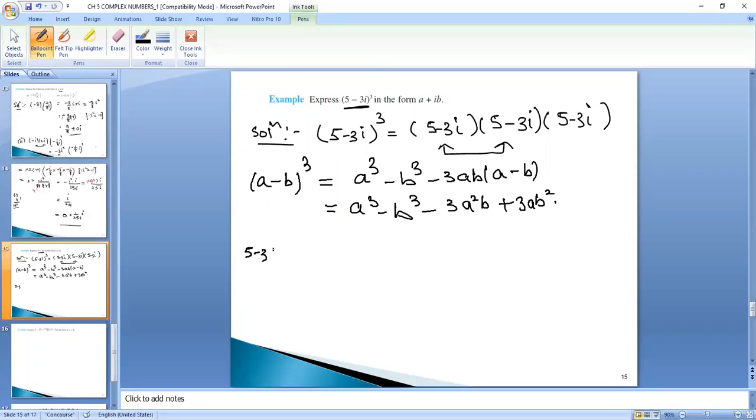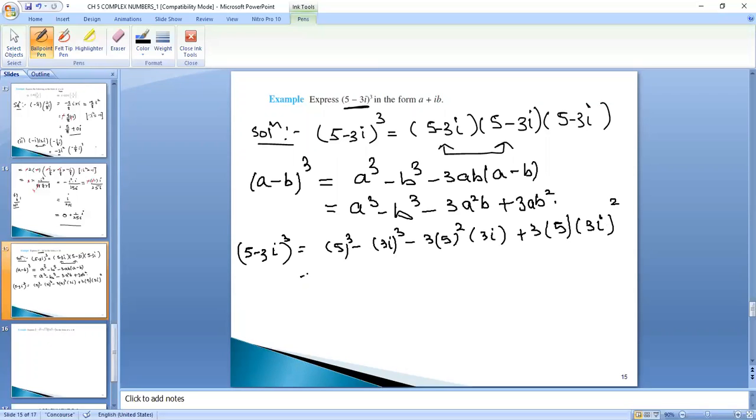So (5 − 3i)³ will be equal to a³, meaning 5³, minus b³, meaning (3i)³, minus 3a²b, meaning 5² times 3i, plus 3ab², 5 times (3i)². Five fives are 25, into 5 is 125. Three threes are 9, threes are 27, into i³, minus 3 into 25 into 3i, plus 3 into 5 into 3 threes are 9 i².